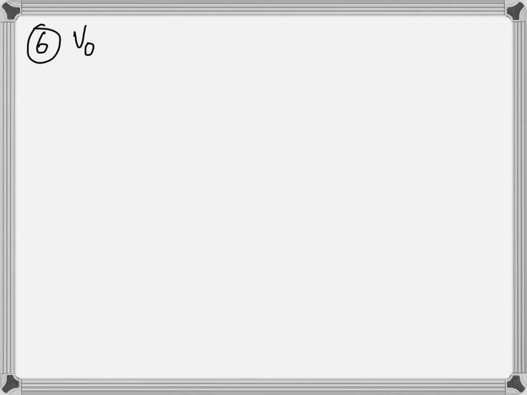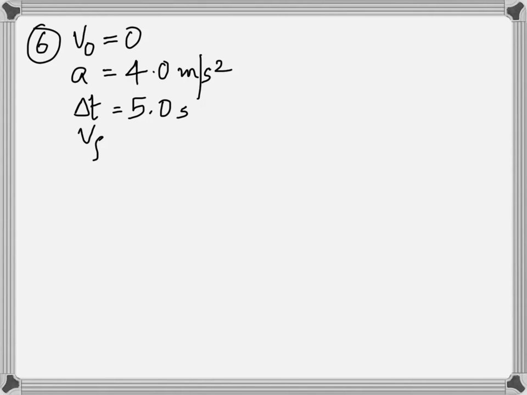Now in the 6th one, the car starts from rest, accelerates at 4 meters per second squared for 5 seconds, and then maintains that velocity for 10 seconds. And after that, it decelerates at the rate of 2 meters per second squared for 4 seconds. What is the final speed? So there are different cases here. Initial velocity is 0, the acceleration is 4 meters per second squared, and that is for 5 seconds. And we can find the final velocity after this period.